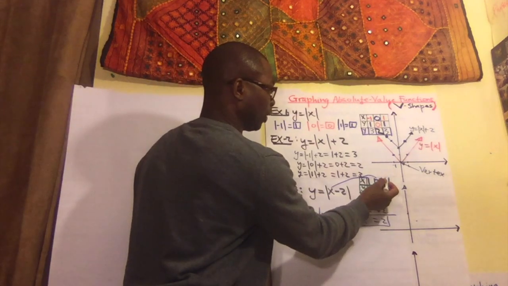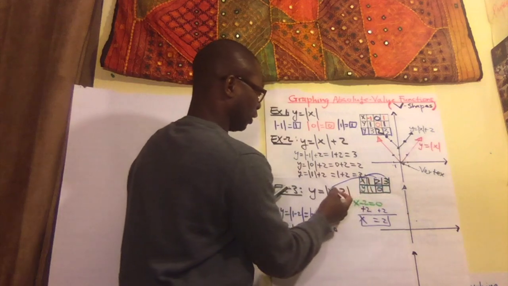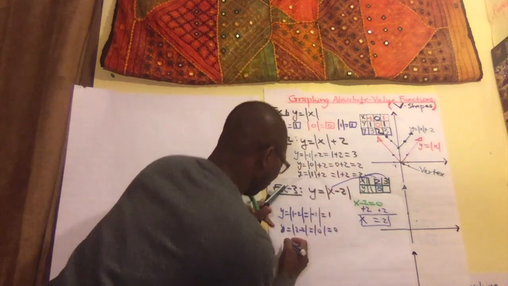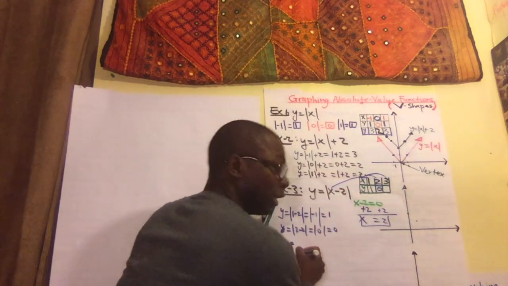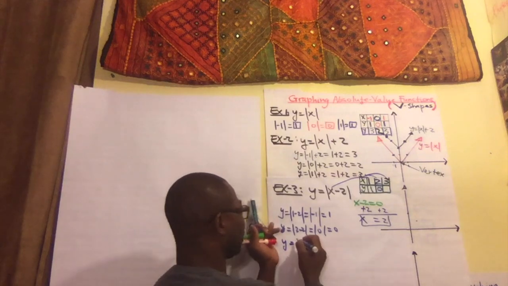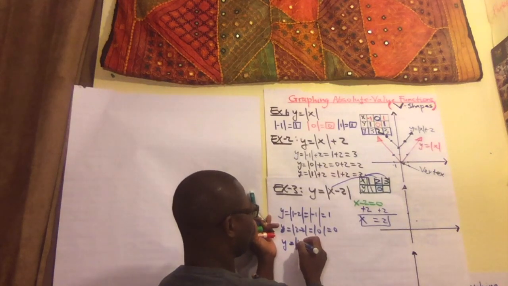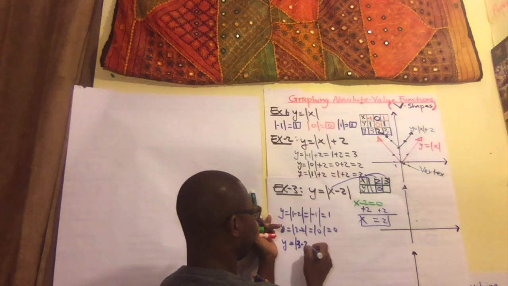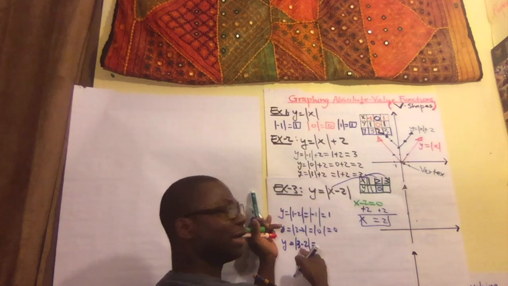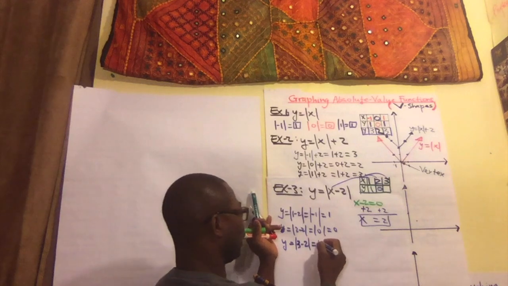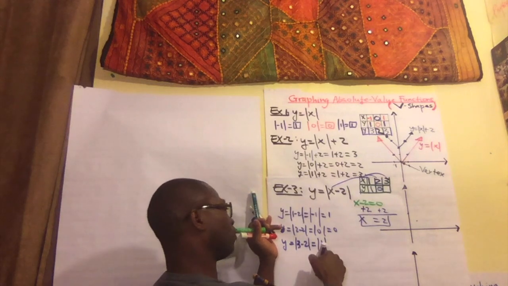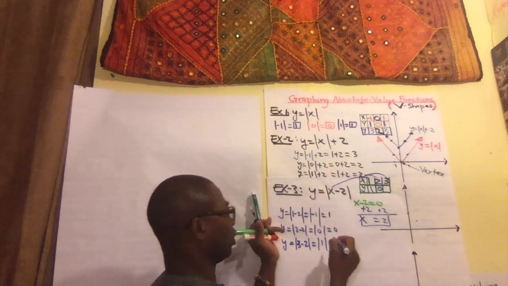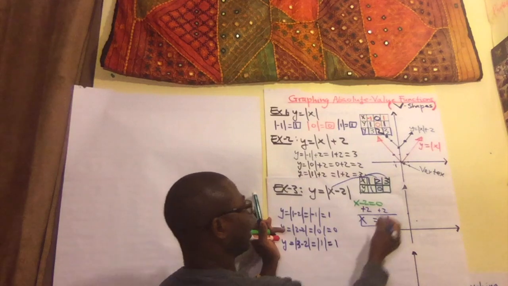Now let's plug in 3. Let's plug in 3 for x. We have y equals the absolute value of 3 minus 2. 3 minus 2 is 1, right? Positive 1. What is the absolute value of positive 1? It's just positive 1.